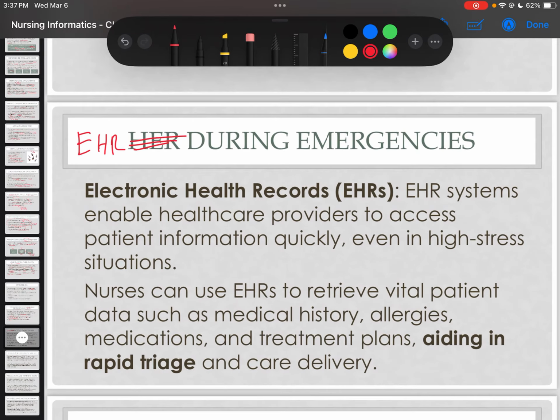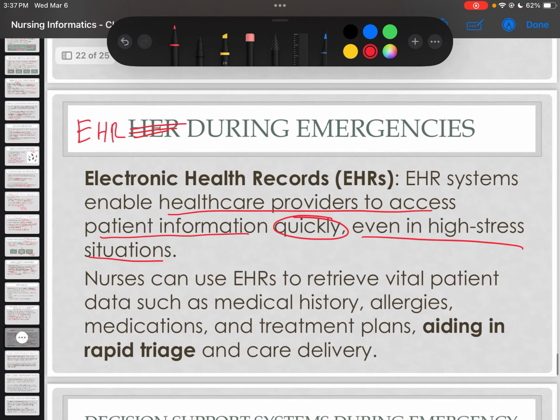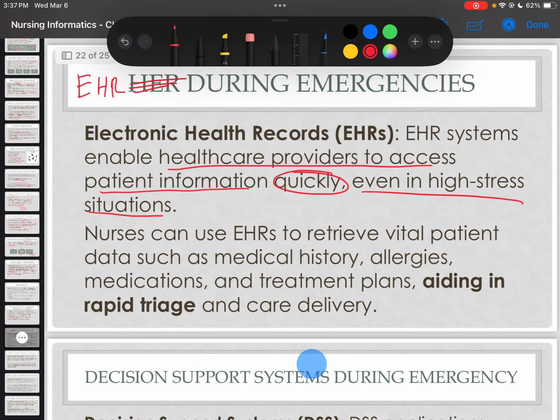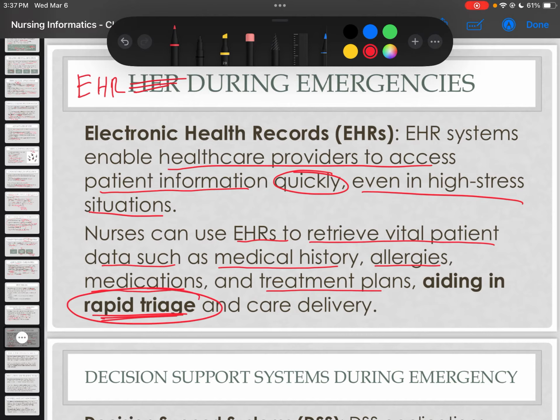Now, the EHR during emergency systems enable healthcare providers to access patient information quickly, even in high-stress situations. Okay? Even in high-stress situations. Nurses can use the electronic health records to retrieve vital patient data, such as medical history, allergies, medications, and treatment plans, aiding in rapid triage. Very important, class, no? When we say triage, we are categorizing the patient based on the severity of their problem, no? And we can categorize them easier if we have access to vital data like history, allergies, and treatment plans. It allows us to be much more efficient when it comes to that.